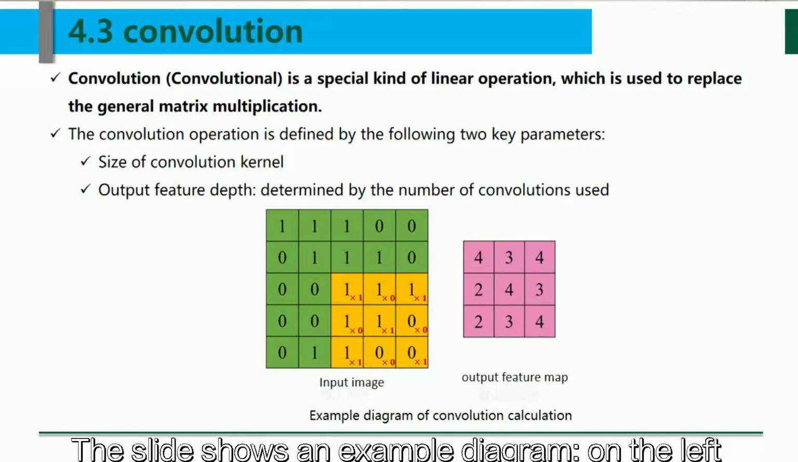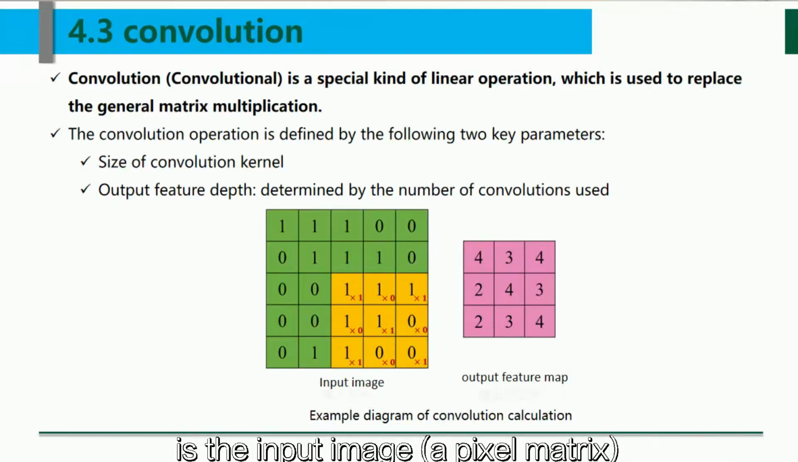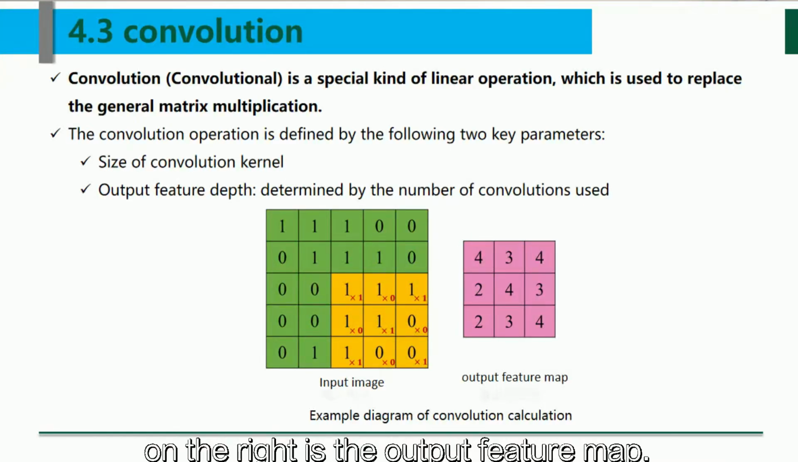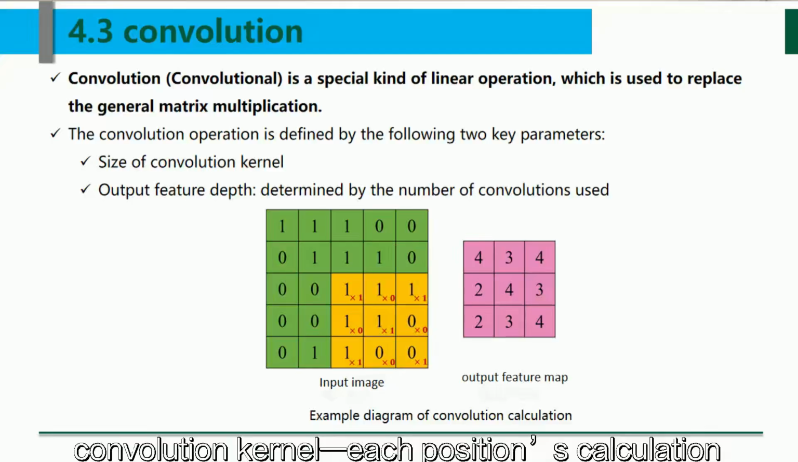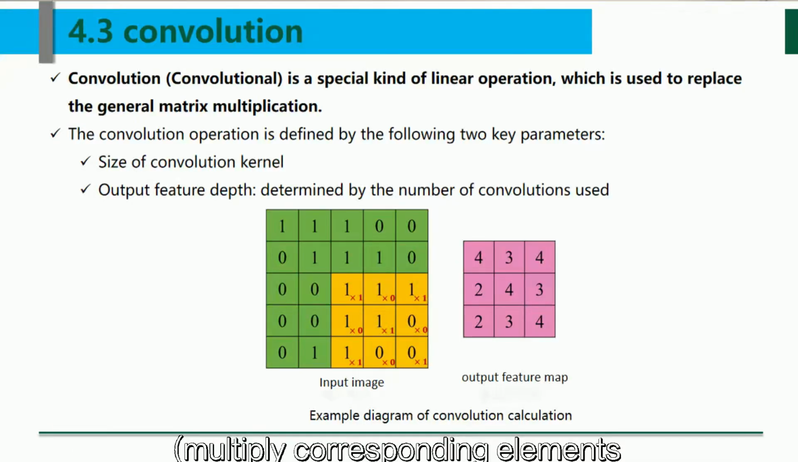The slide shows an example diagram. On the left is the input image, a pixel matrix. On the right is the output feature map. The small matrix moving over the input is the convolution kernel. At each position, we multiply corresponding elements. Then the sum gives a value in the output.